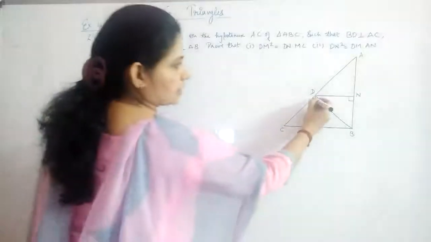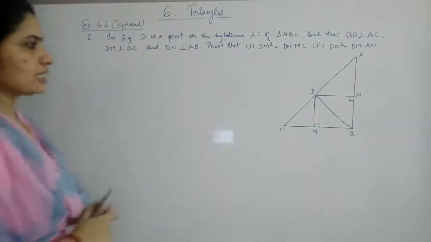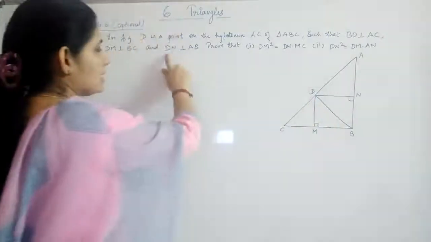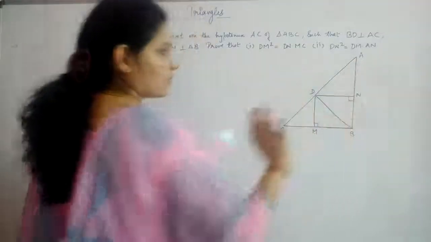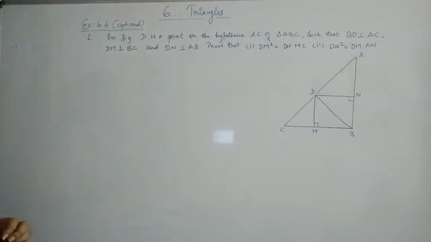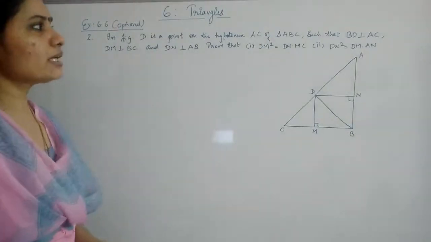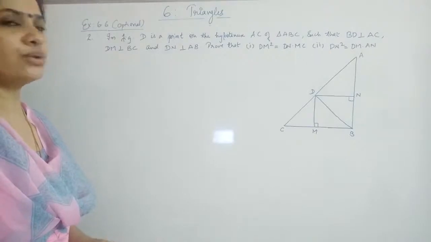perpendicularity here, like this. Okay, then DM is perpendicular to BC. DM is drawn perpendicular to BC, and DN is perpendicular to AB. So DN is perpendicular to AB. So these three concepts are given in the question, and you have to prove that DM square is equal to DN into MC and DN square is equal to DM into AN.